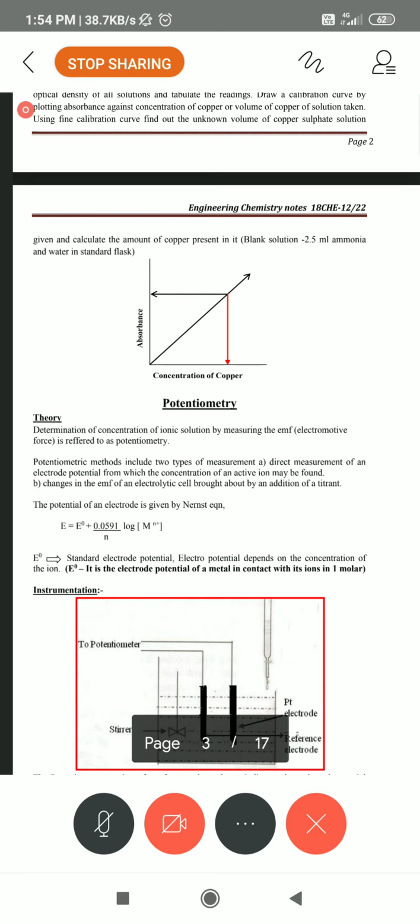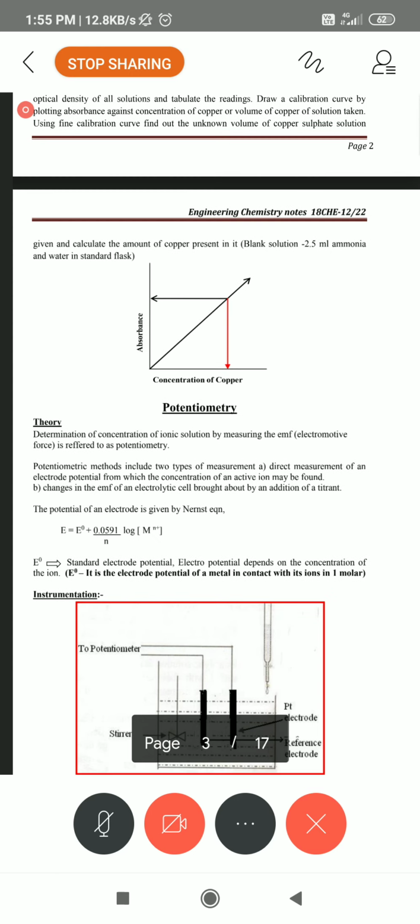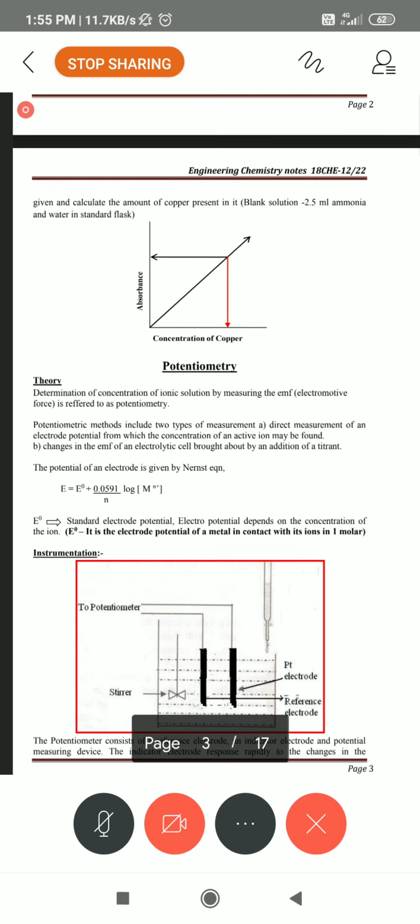If we want to change it into milligram, it is multiplied by 1000, so the unit changes from gram to milligram, and you get how much copper is there. This you can change into percentage, again multiplied by 100. So finally you get how much copper sulphate is dissolved, and how much copper percentage is there in the given unknown sample.